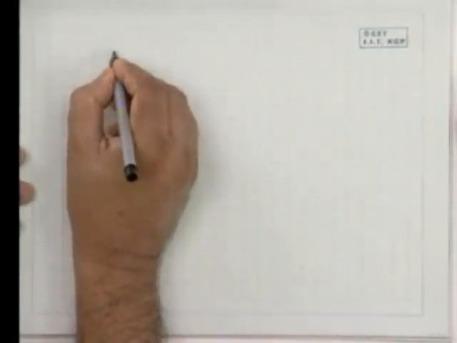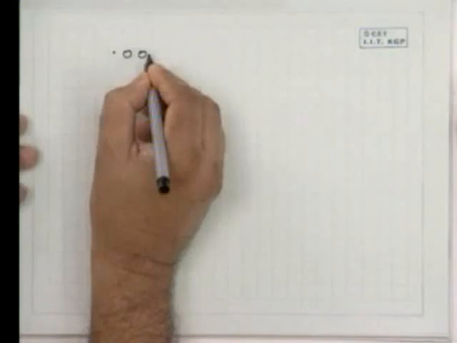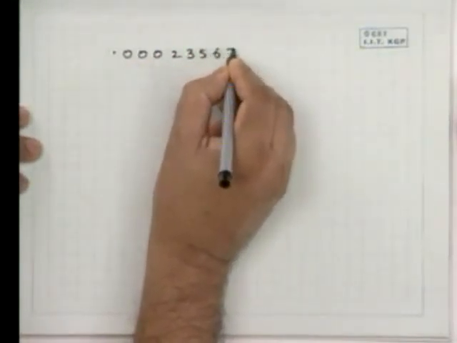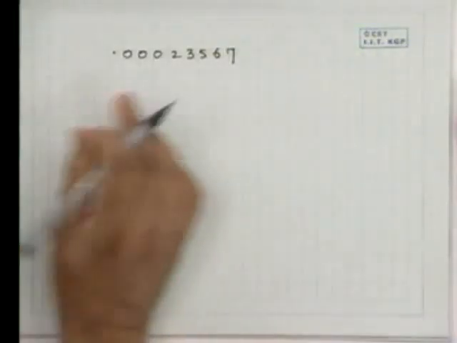Okay. Now, let us come to the next point. That means we have seen how integers are represented as a fixed point number. Let us see now how real numbers are represented. Okay. Say when you come to the real numbers, say we take a number say 0.0002357. Okay.